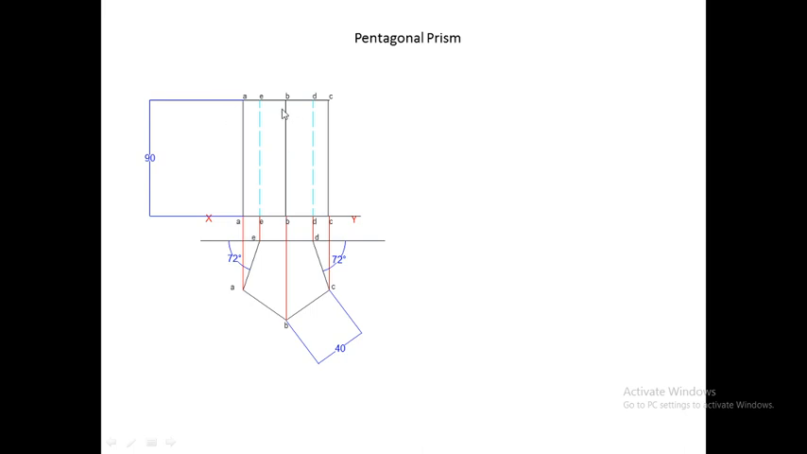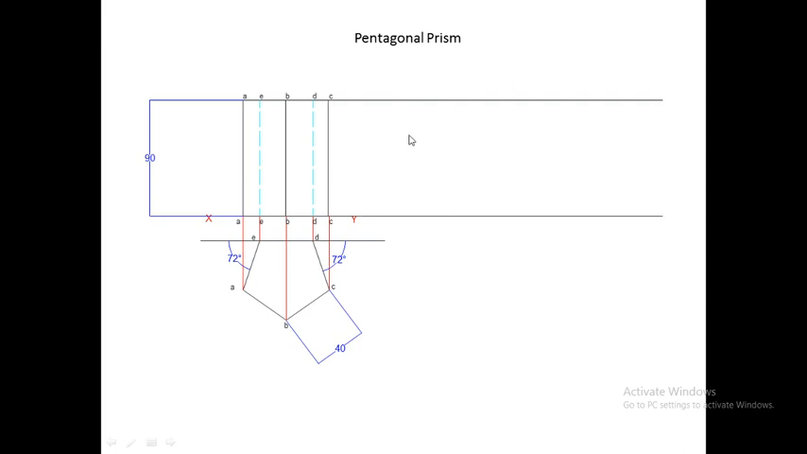Hence A, B and C are dark, whereas these points will not be visible from the top view. So the edges passing through E and D will be hidden. So we have drawn hidden lines. Now we will develop the lateral surface of this pentagonal prism. For that, first project the height of the prism in the side view.